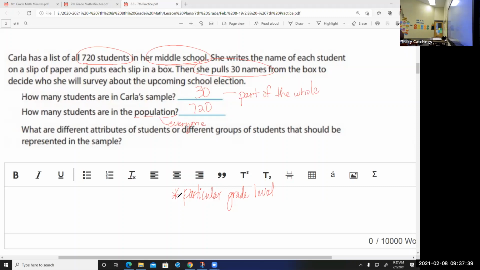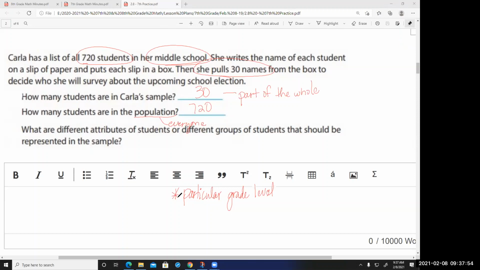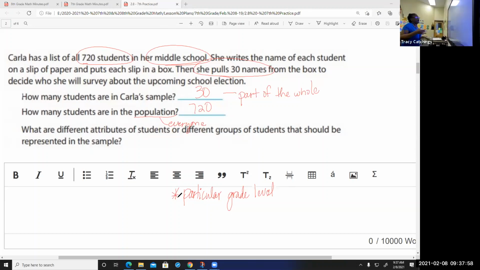All right, think about your school. Who do you go to school with? You by yourself? Is it an all-girl school? Is it an all-boys school? It's a diverse school. Okay, so who should be included? Should it be all girls? Should it be all boys? Girls and boys. Okay.